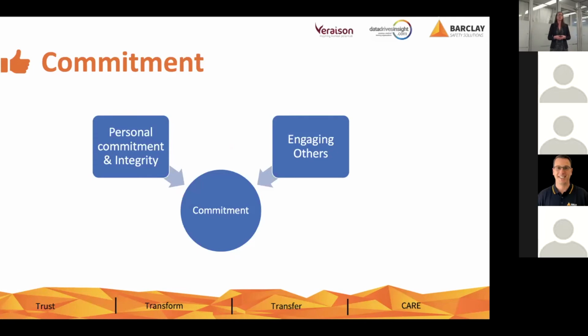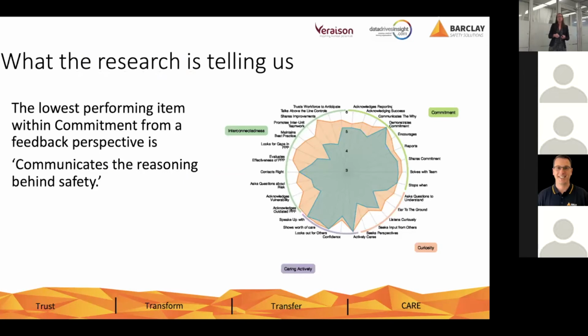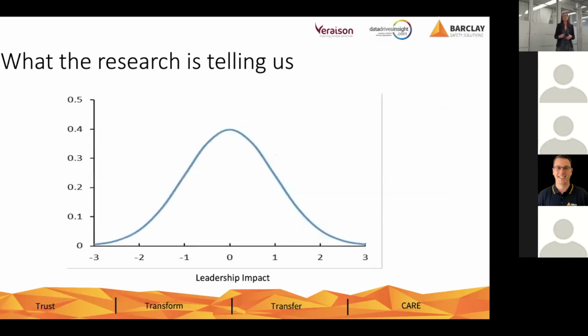There's really 2 key parts to this intentional state. So what we've found so far, we've been conducting longitudinal research for a while, over 2 years now, and collected data from a number of different leaders, not just safety leaders, but leaders who have an impact on safety throughout organisations. And what we've found is the lowest performing item that sits within commitment from a feedback perspective, so when other people are getting 360-degree feedback about their behaviour, is communicates the reasoning behind safety. So in other words, leaders aren't effectively communicating the reasoning behind safety. They're not sharing the why. They might behave safely, they might acknowledge someone for performing safely, but they're not articulating the reason behind safety, why it's important to them. And so there's a real opportunity for leaders to get a shift in that space.